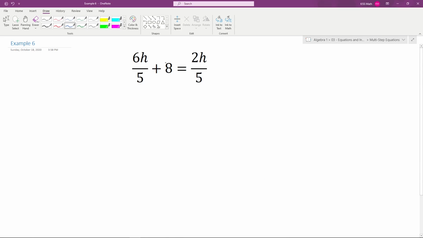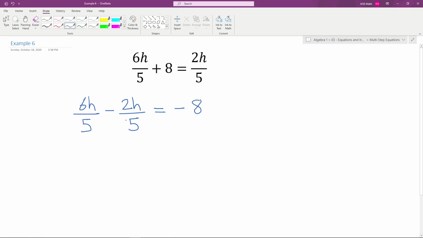Another one. 6h over 5 plus 8 equals 2h over 5. Okay, so I know that I probably need to move this 2h over 5 over to here and this 8 to the other side. So let's do that. So 6h over 5 minus 2h over 5. We're taking this 2h over 5 and bringing it over to the other side of the equation. That's why it's negative. And then I'm bringing this positive 8 over to the other side, so that becomes negative 8.